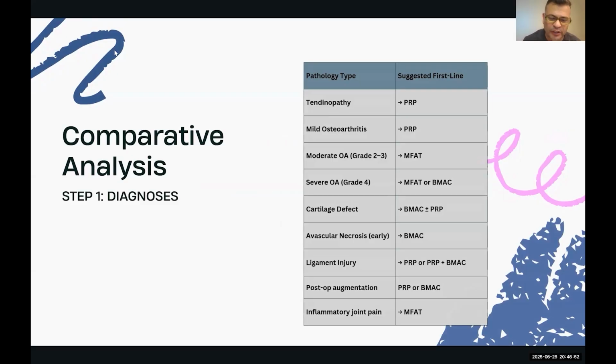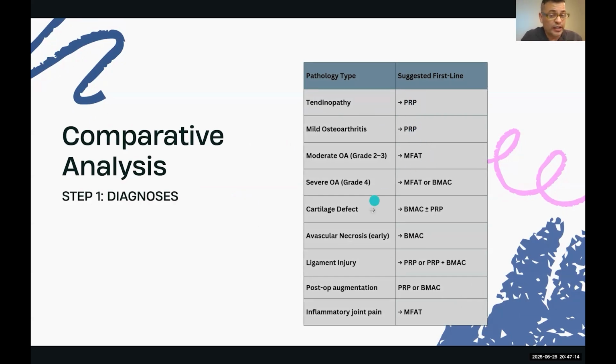You need to have a proper evaluation. Don't just trust the patient that comes in telling you, I have tendinopathy, just because maybe they found it on Google or they misunderstood what their physician or clinician told them. So when you evaluate patients, cases of soft tissue like tendinopathy, for example, you can see that do very well with PRP, or cases of mild osteoarthritis.